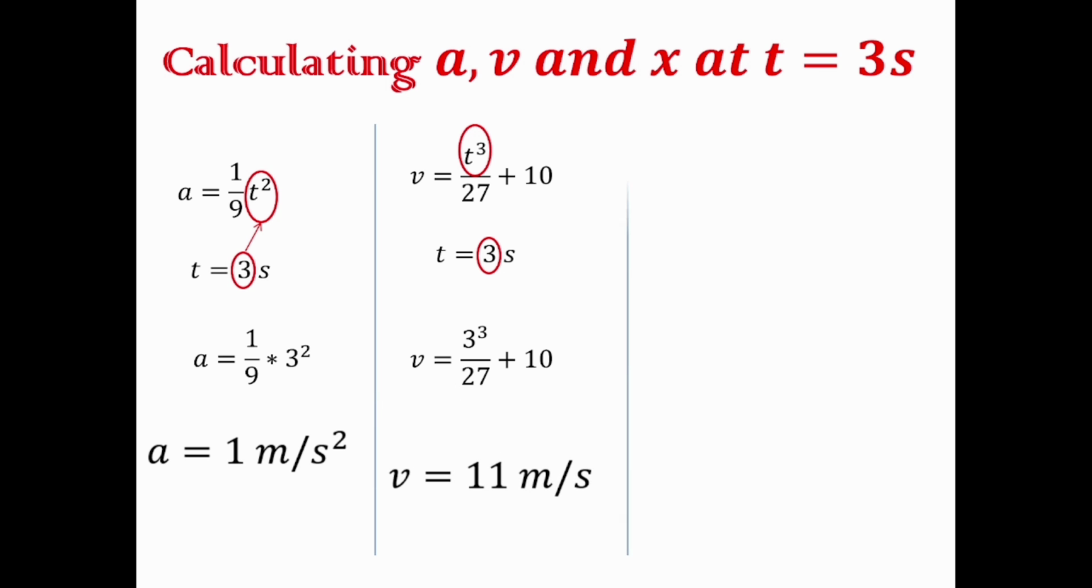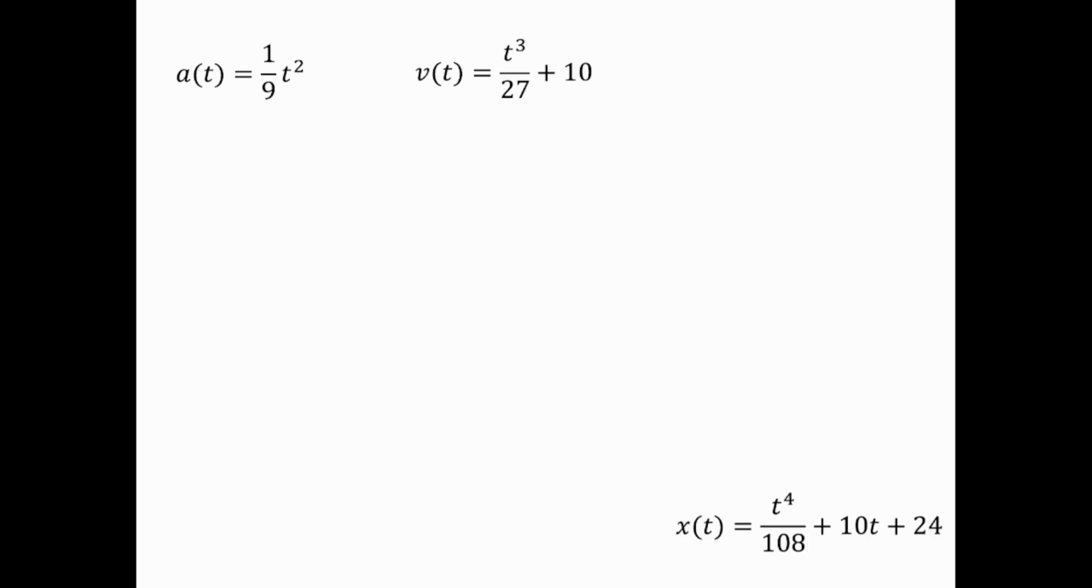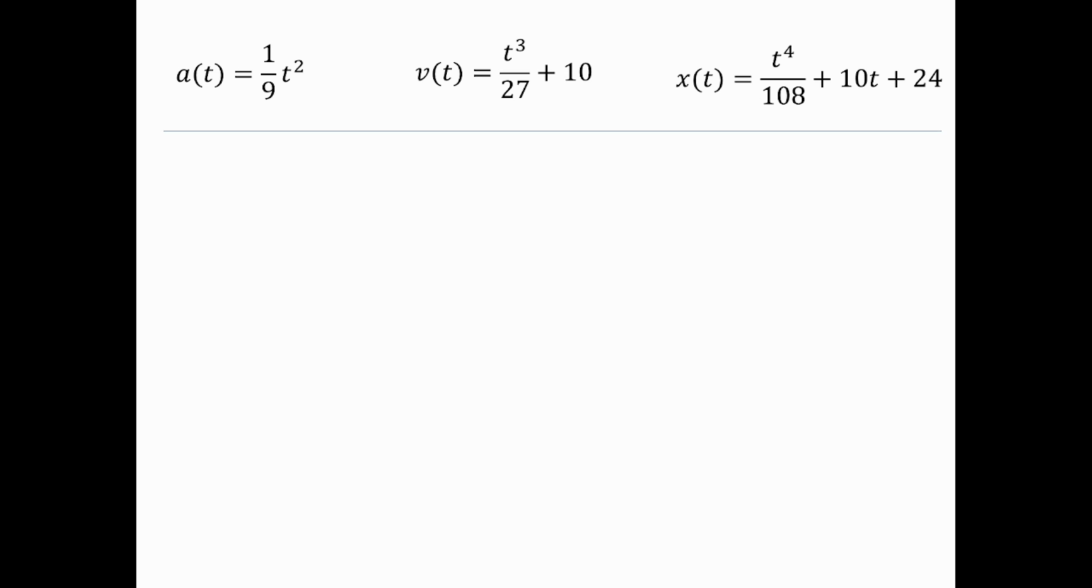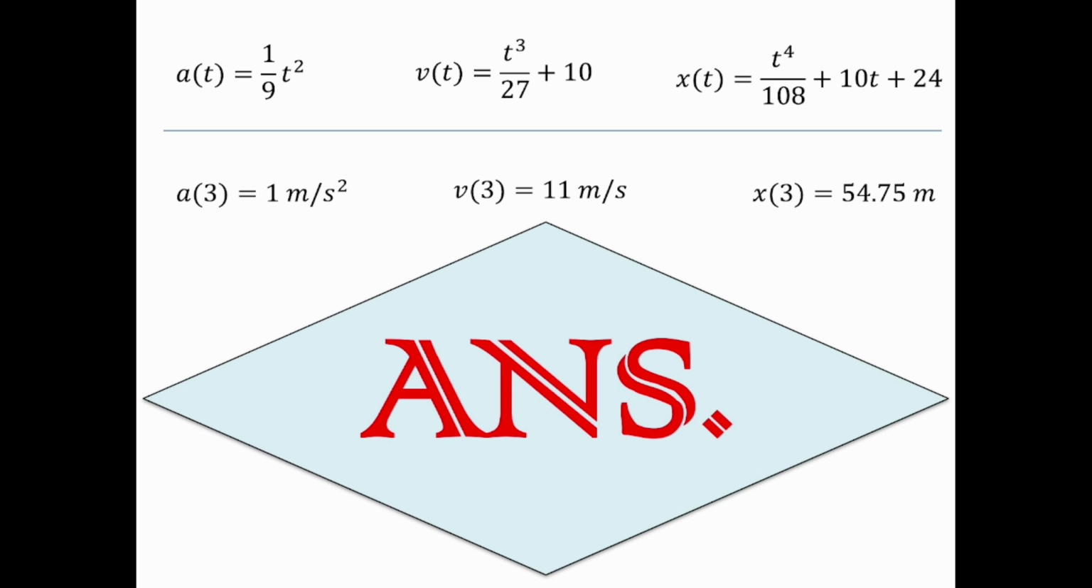And finally, you do the same for displacement. You have your displacement equation to be x is equal to t raised to the power 4 over 108 plus 10t plus 24. Of course, we're looking for this displacement when time is 3 seconds. So we'll put the value of 3 into all the places we have t, and we simplify, and we have x is equal to 54.75 meters. So basically, we've determined all our equations for acceleration, velocity, and displacement. We've determined the values of acceleration, velocity, and displacement when t is 3 seconds. And these are the answers that are required of us for that particular question.